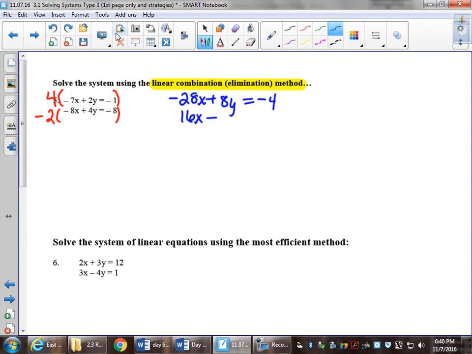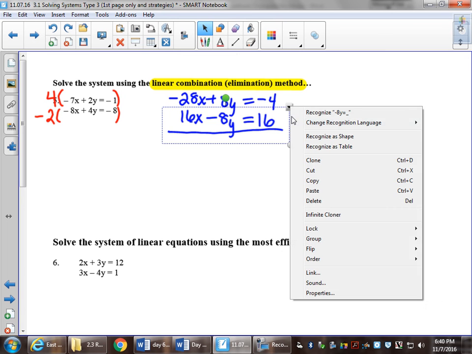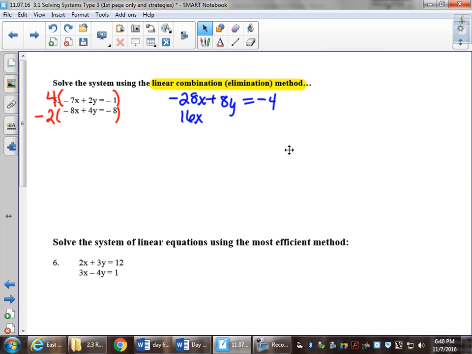So now that I have finished my multiplication, I want this to be in a different color. Oh, that's not working.